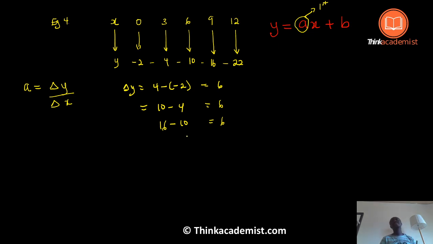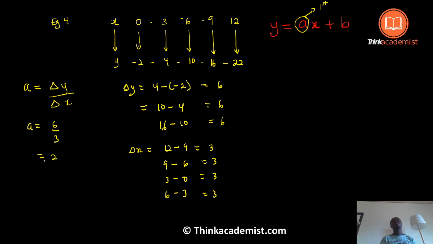Let's find the difference in the x value. We put negative between them, and then we start from the back. So I can decide to do 12 minus 9, or 9 minus 6, or 3 minus 0, or 6 minus 3. All of this is going to give me 3. So my difference in the x value is also 3. So I'll just write what I found here: 6 over 3, which gives me 2. So my a is 2.